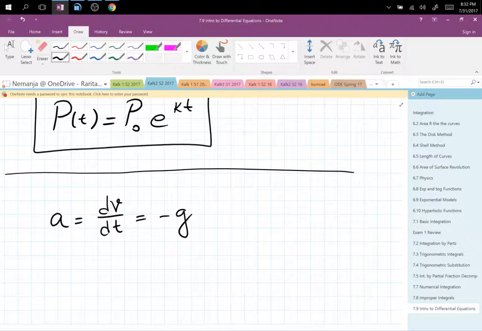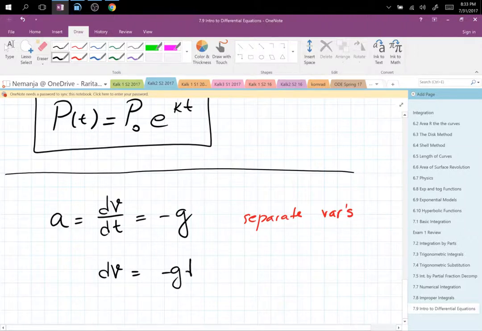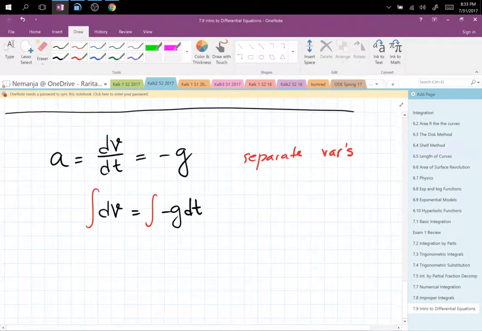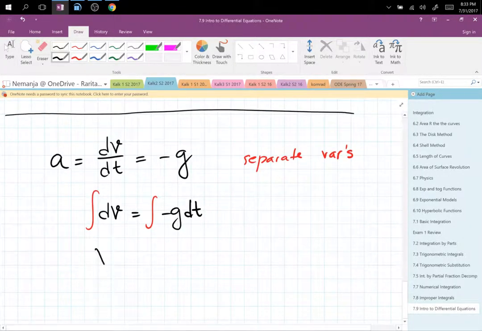So now if you look at this, we know that g is constant, so we don't have to worry about that. That's not a variable, right? But velocity is a variable and time is a variable. So separating variables, we are going to get to a point where we have that dv is equal to negative g dt. And at this point we integrate both sides. What we get is that v is equal to negative gt plus some constant c.